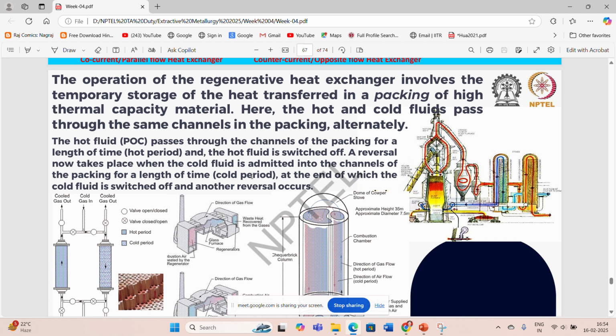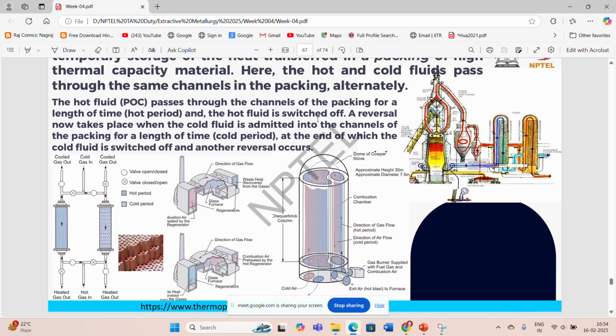The hot fluid passes through the channels of the packing for a length of time, or we can say the hot period, and then the hot fluid is switched off. A reversal now takes place when the cold fluid is admitted into the channels of the packing for a length of time, at the end of which the cold fluid is switched off and another reversal occurs.